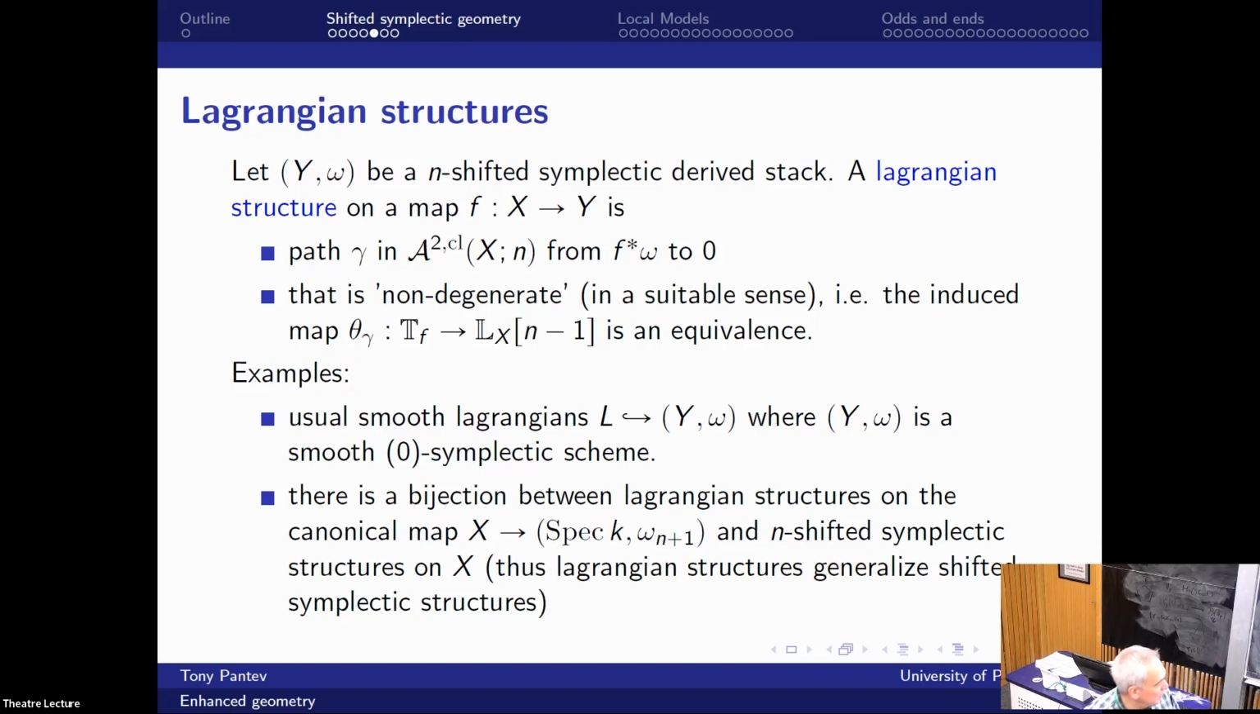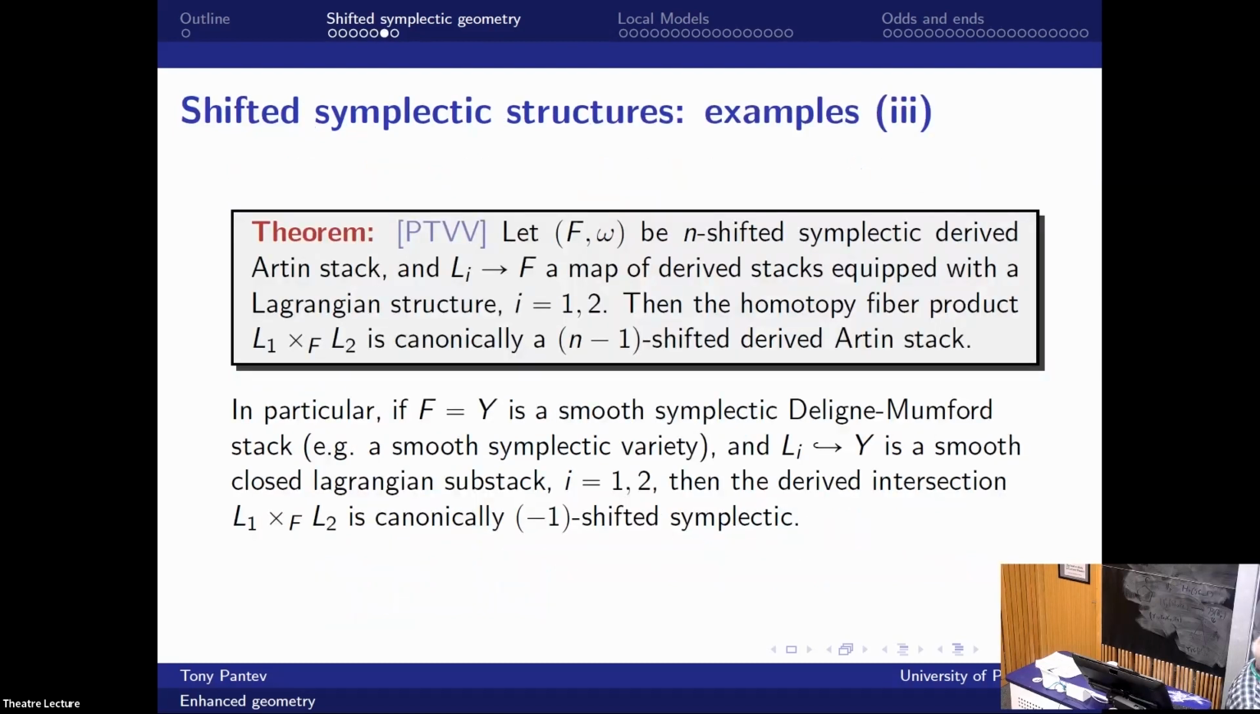So, Lagrangian structures on the map from X to a point. The point has only one symplectic structure, which is 0, but you can put it in any homological degree you want. Lagrangian structures on that are just symplectic structures. So these Lagrangian guys are important, and they're also important because they give you another way to construct symplectic structures.